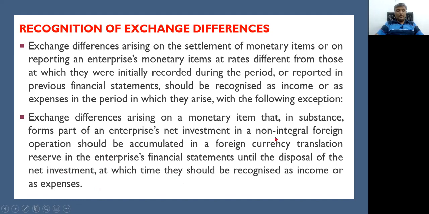So if you have a net investment in a NIFO, which is a non-integral foreign operation, and if you have an exchange difference arising on account of a monetary item, you can't take that to P&L directly as income or expense, right? Instead, that is getting accumulated. All those exchange differences will get accumulated as part of the FCTR, foreign currency translation reserve, and upon disposing of the net investment in the NIFO, at that point appropriately you need to take it back to income or expense. That is important. Okay.